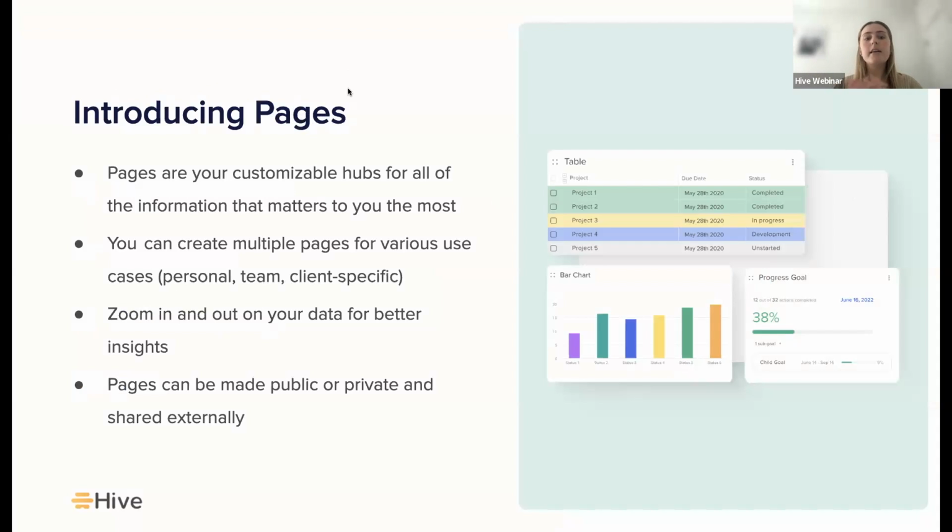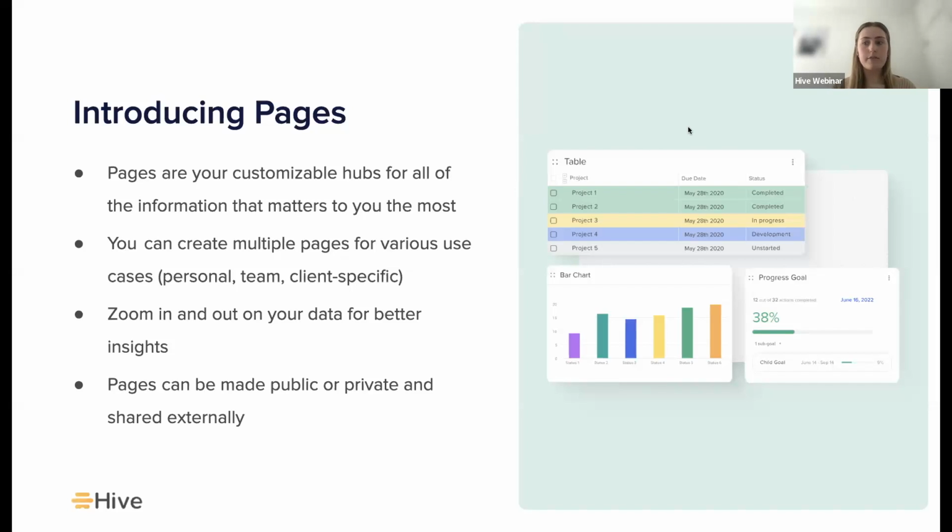So Pages. Think of Pages as your personal homepage in Hive. You're only able to see the information that matters to you, your team, whichever you designate the page to. So we think of it as a customizable hub or a bulletin board of sticky notes. If you have a project that you're working on, or if you have a client, you can see only the information relevant to that person or that group.